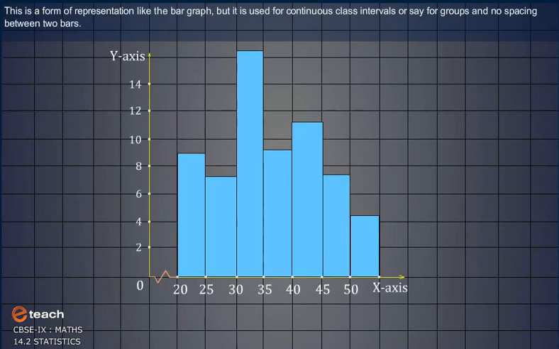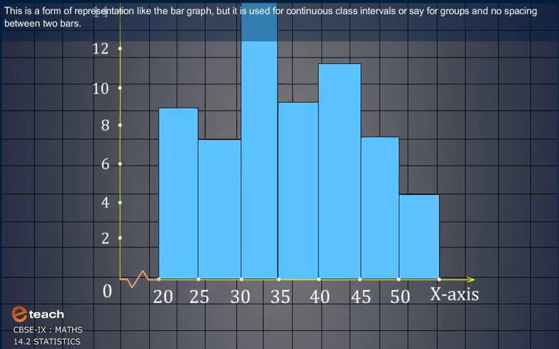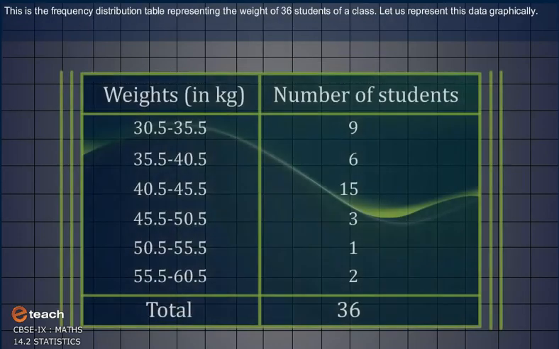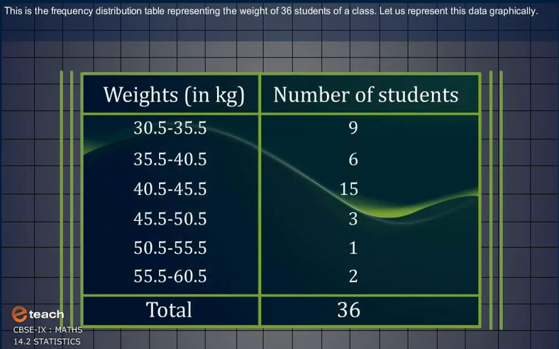Histogram. This is a form of representation like the bar graph, but it is used for continuous class intervals or, say, for groups, and there is no spacing between two bars. This is the frequency distribution table representing the weights of 36 students of a class. Let us represent this data graphically.